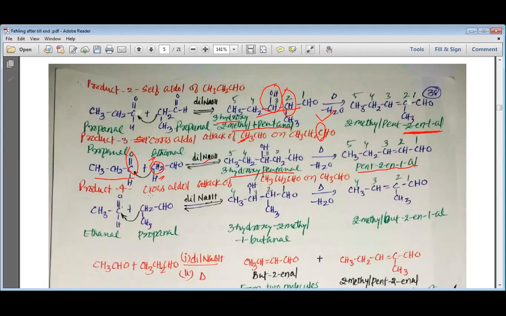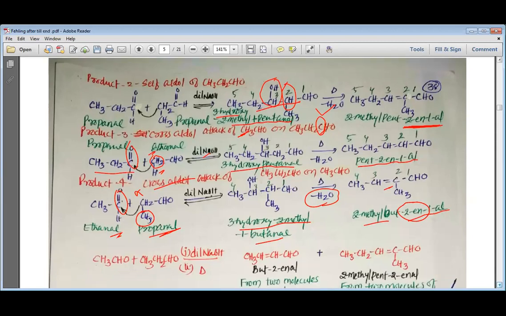Same way, my dear students, in the fourth product, when there is a cross-aldol attack of propanol on ethanol, the propanol CH3 group, which is beta carbon, so the attack should be done on the alpha carbon, and that is why the alpha carbon is kept open in case of the propanol. There will be attack on the carbonyl carbon of the ethanol, and finally we get 3-hydroxy 2-methyl butanol, and then on heating the water molecule is removed and the alpha beta unsaturated product 2-methyl but-2-en-1-al is obtained. Remember, as both these compounds are aldehydes, we have got an enal as a product.